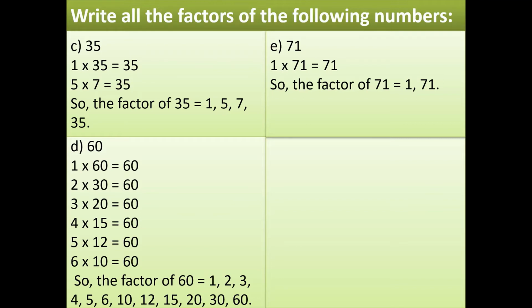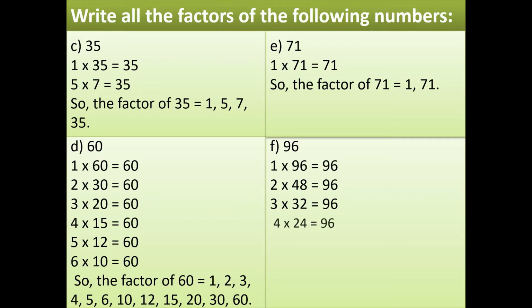Find all the factors of 96. Now we have to think of all possible combinations of 96. First start with 1. 1 multiplied by 96 is equal to 96. It can also be written as 2 multiplied by 48 is equal to 96. It can also be written as 3 multiplied by 32 is equal to 96. It can be written as 4 multiplied by 24 is equal to 96.